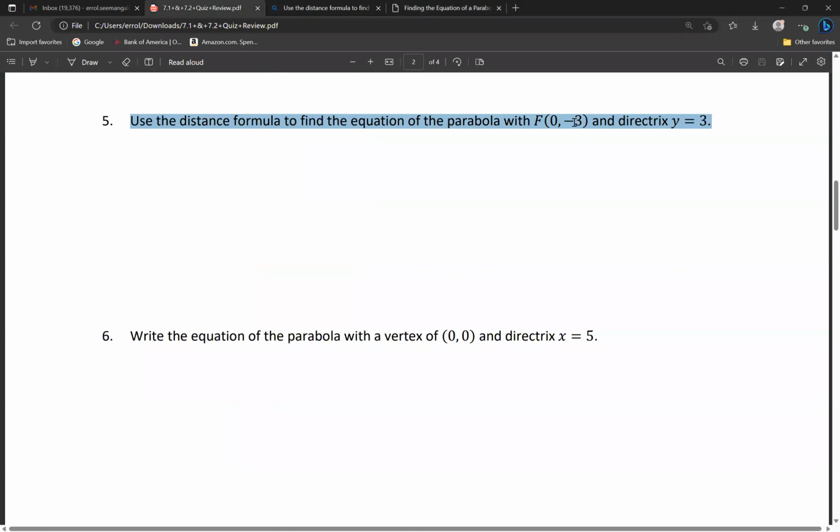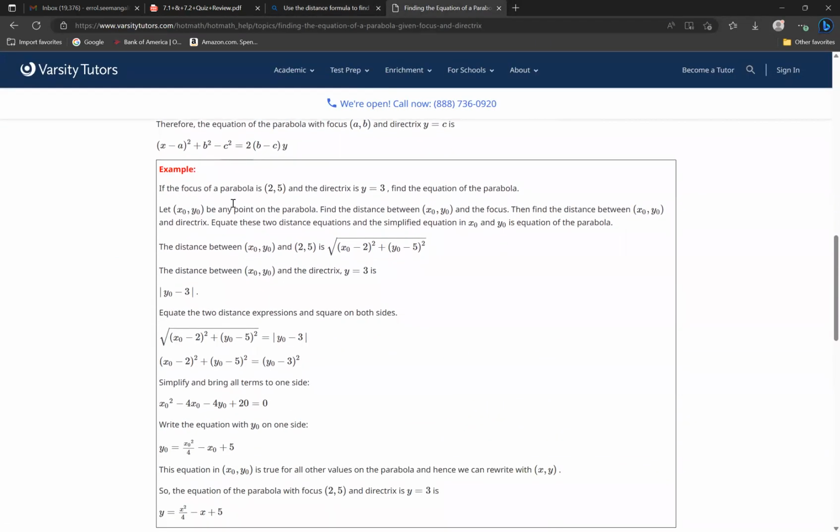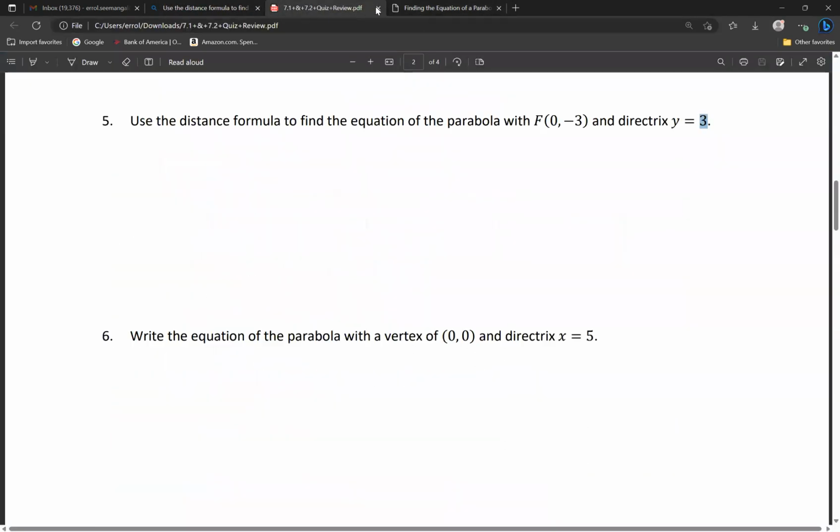One y coordinate is -3, and the other y coordinate is 3. So the difference there. All right, let's see what they got. If the focus of the parabola is this and the directrix is this, okay, so this is just like that example. Use the distance formula to find the equation of the parabola with focus and directrix y equals 3. Okay, so it's just like this example right here.